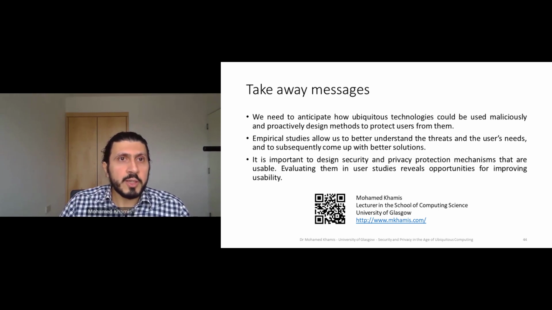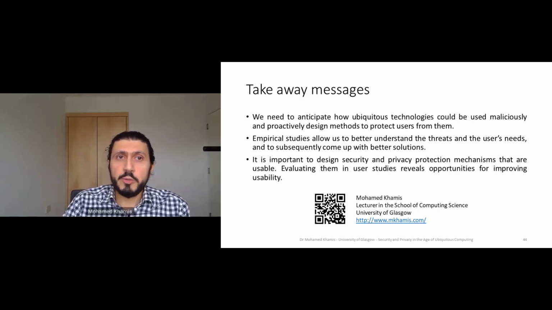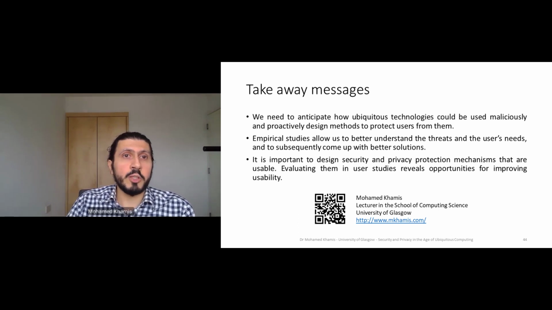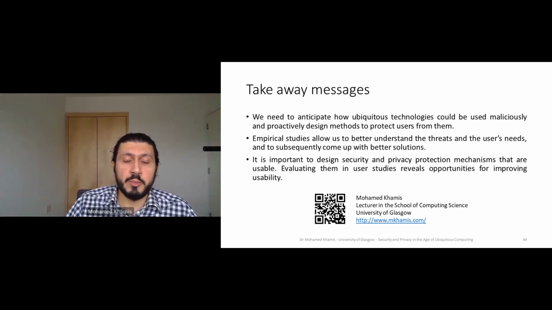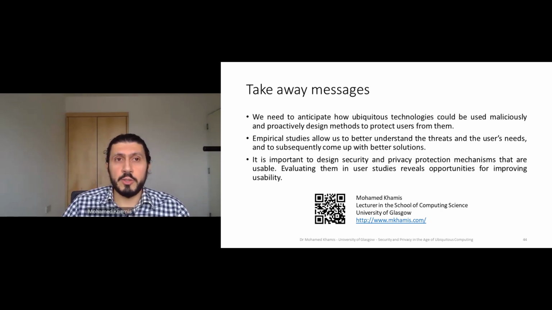To conclude, there are 3 main takeaway messages that I'd like to share here. First, we need to anticipate how ubiquitous technologies could be used maliciously, and we should try to proactively design methods to protect users from them. Things like thermal imaging and eye tracking, for example. I mentioned ideas about using eye tracking to improve security, but also just the fact that there's a device that can track your eyes has privacy implications. So this is something that we should also look into.